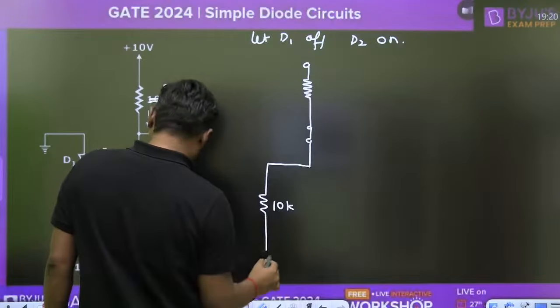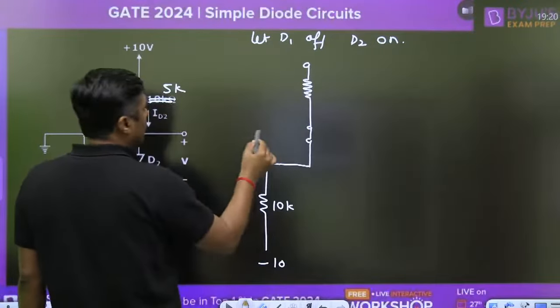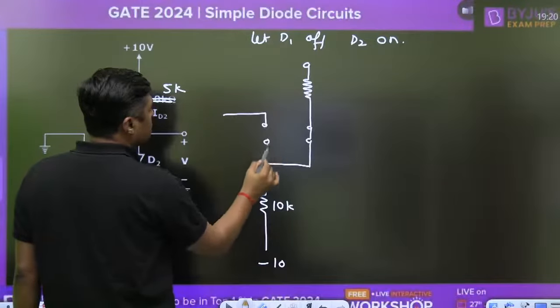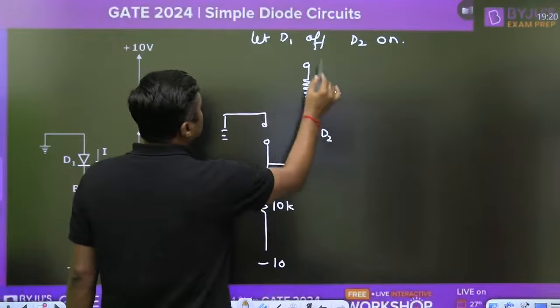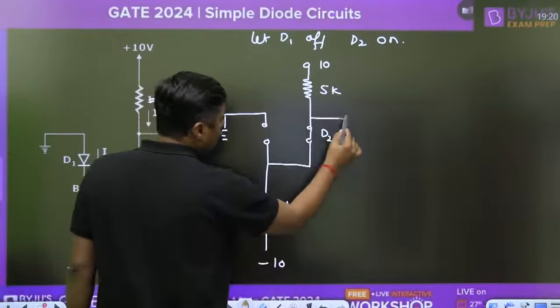10 kilo ohm, this is the minus 10 volt. And this diode will act as an open circuit. Remove this diode. This is connected to ground. This is the D2. This is the 5 kilo ohm. This is the 10 volt. Now what is the voltage at this point?